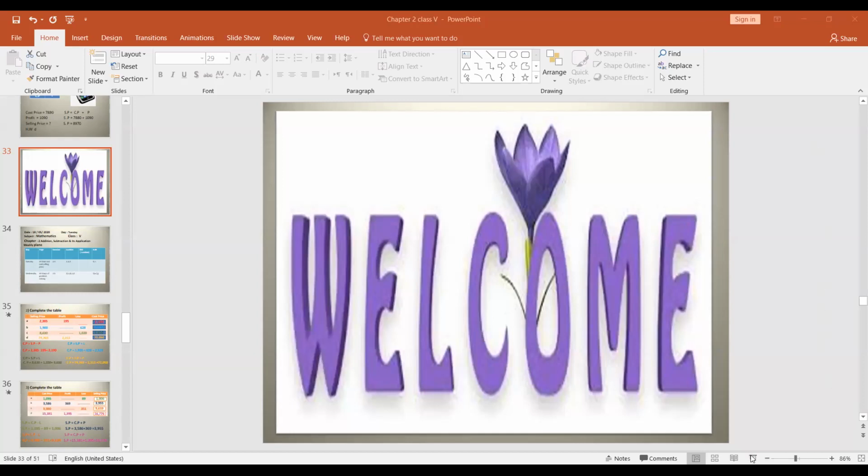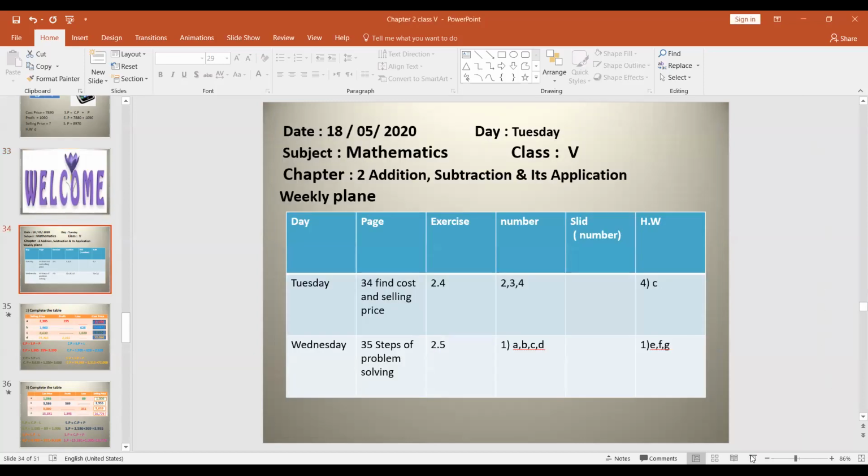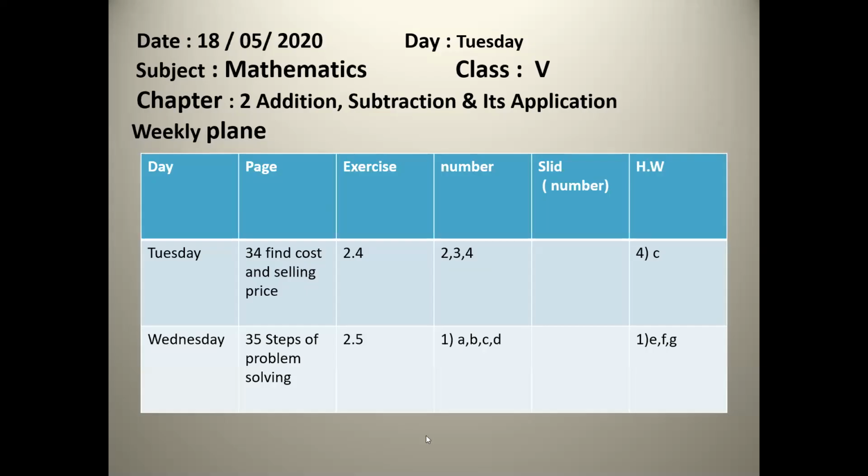Today we will complete our chapter 2, addition, subtraction, and its application. And today, Wednesday, we will take page 35, steps of problem solving, exercise 2.5. We will solve A, B, C, D together, and you will solve E, F, G as homework.